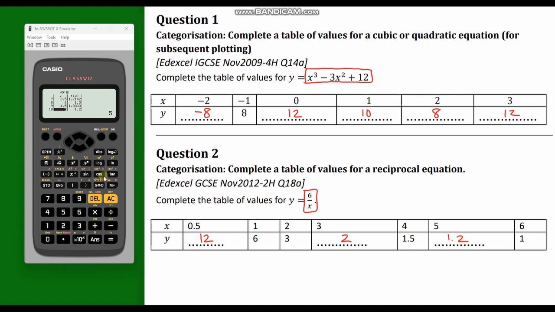Now, before you do anything else, make sure you go back to calculate mode. Okay, you don't want to be stuck in this mode for future questions. Okay, so if we just click the menu button again, you can see we're in table mode.